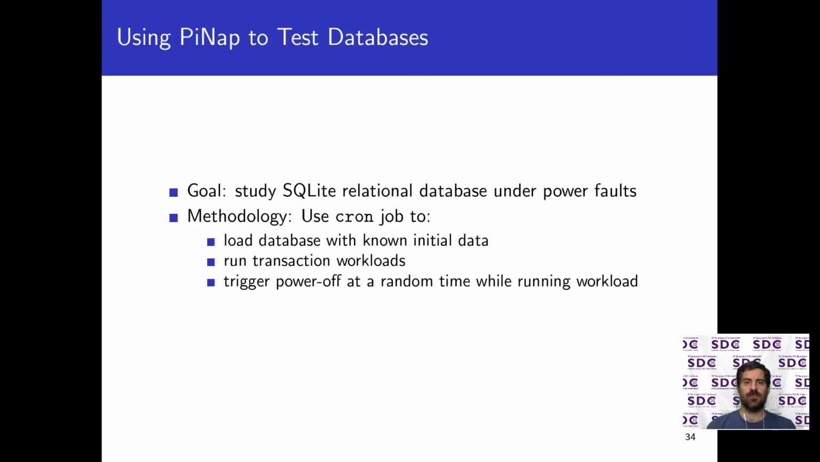Having now built the PiNap circuit, our goal is to use it to study the behavior of widely used database engines such as SQLite and MariaDB under power faults. We would like to find out whether these guardians of data uphold their transaction guarantees. Our testing methodology is to use the cron job to basically load the database with some initial known data, then run transaction workloads continuously to stress the database and trigger errors, and then, after waiting a random interval, trigger power off while running these workloads.